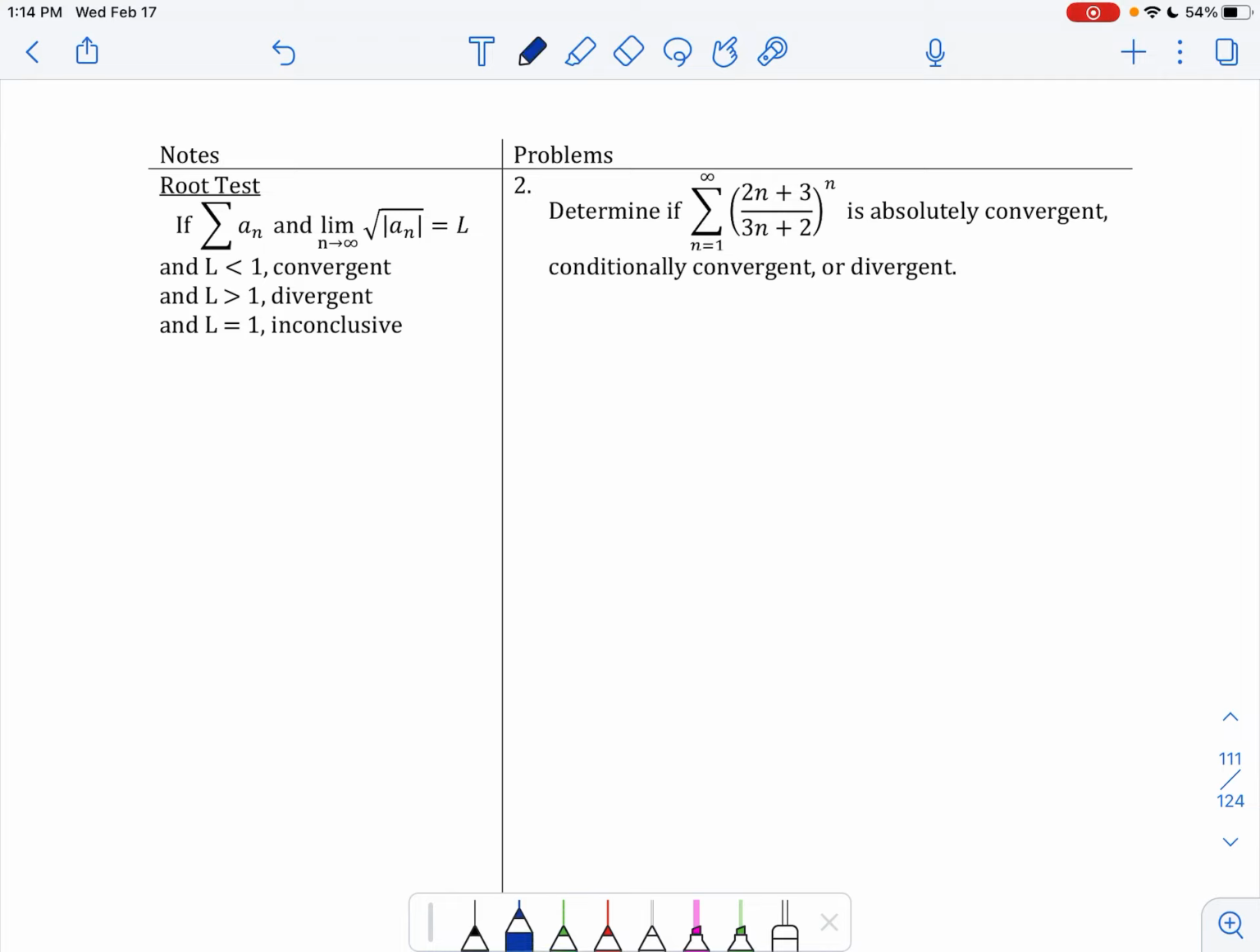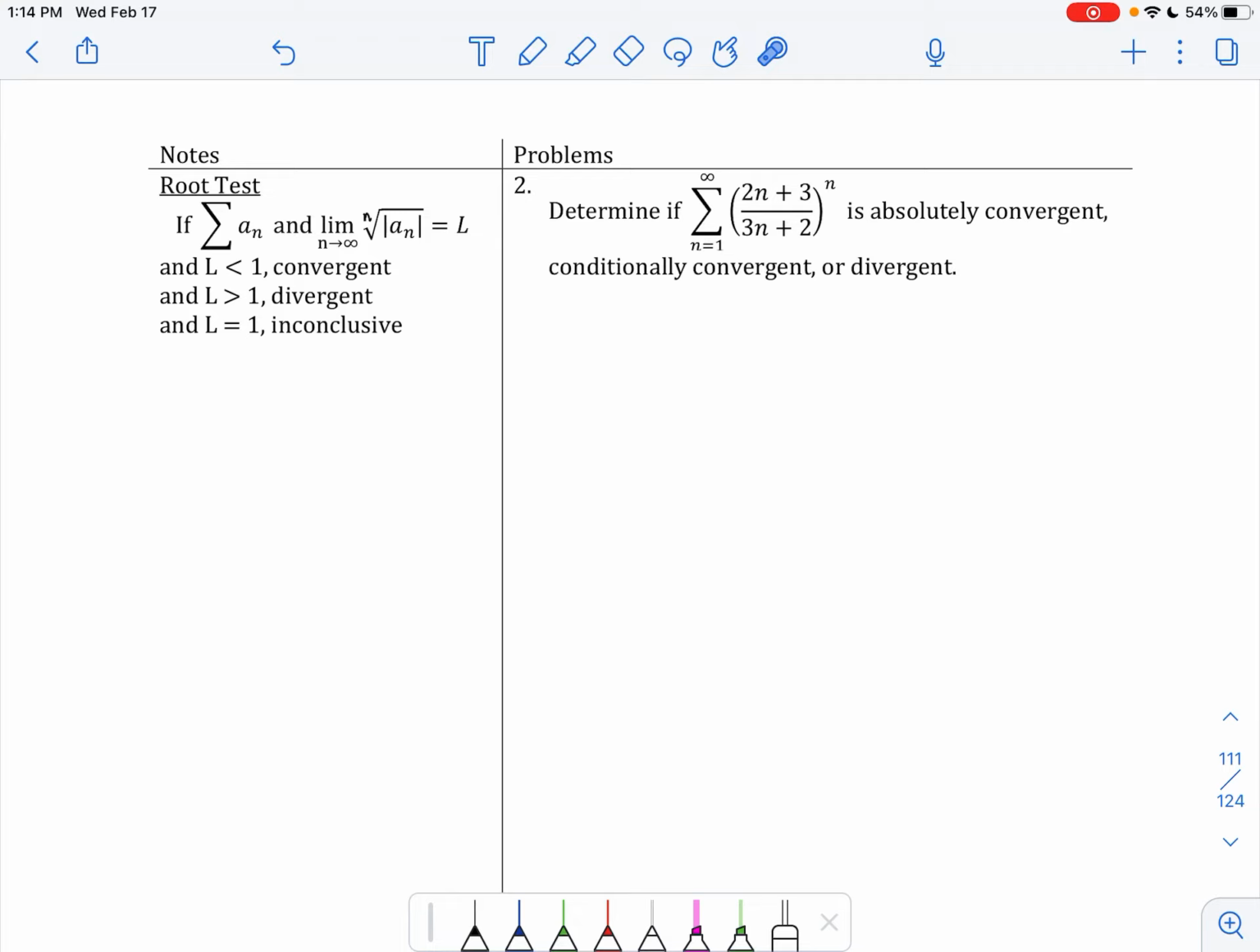There's a typo here. So it's that as you have the series, and as you take the nth root, so that should have an nth root there. If that equals a number, and again, if that is less than 1, it's convergent. If it's greater than 1, it's divergent. And if it's equal to 1, it's inconclusive, and you have to use a different test.